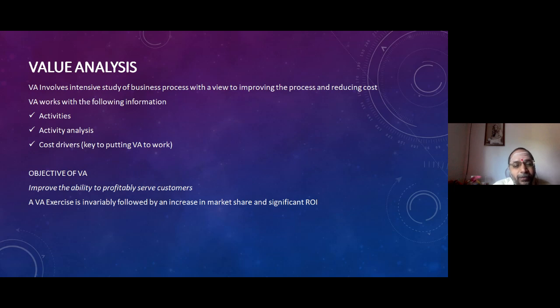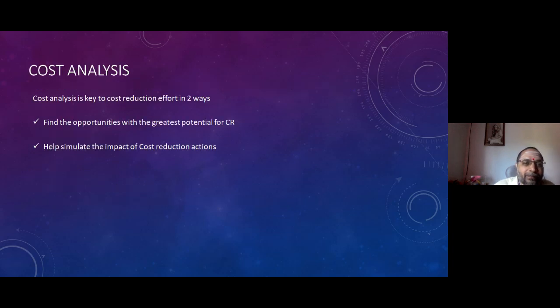So what is the objective of this? Improve the ability to profitably serve customers. That is very important, because end of the day, for the startup or MSME to survive, it needs to start making profits. And a value analysis exercise is invariably followed by an increase in market share and significant ROI. We'll look at it shortly, how it improves capacity, how it reduces cost, and thereby increases your return on investment.